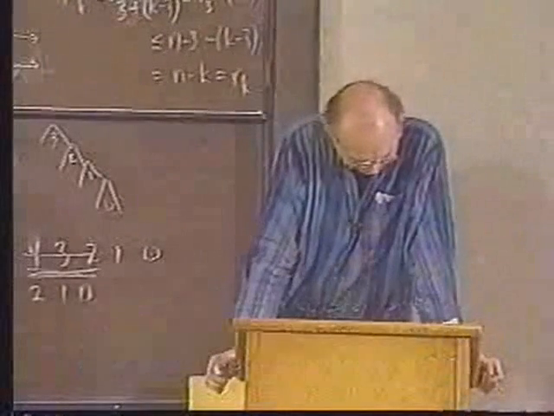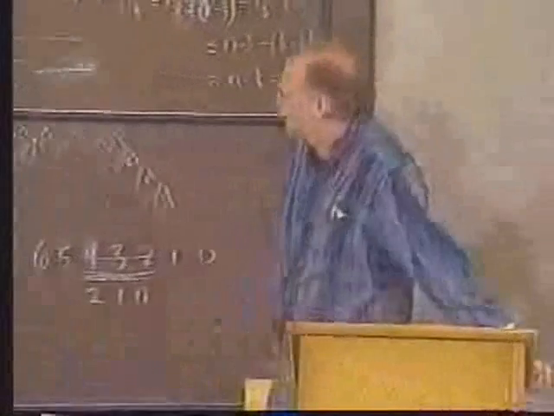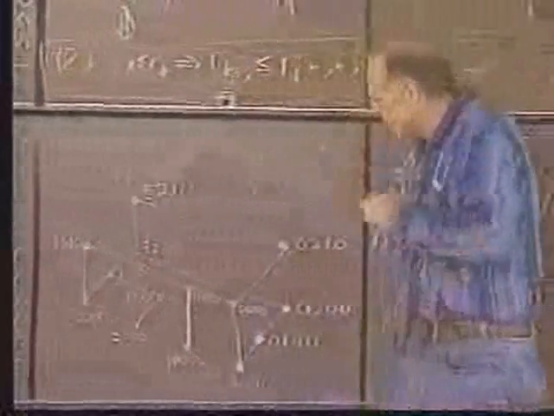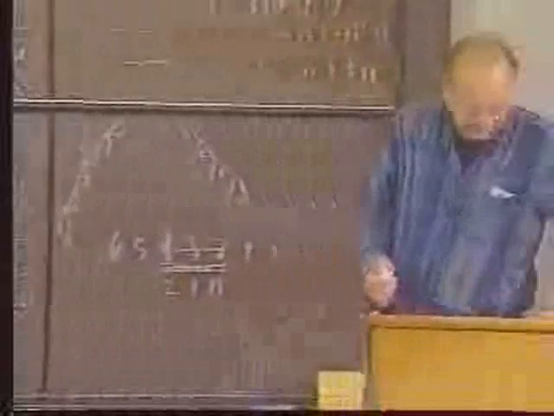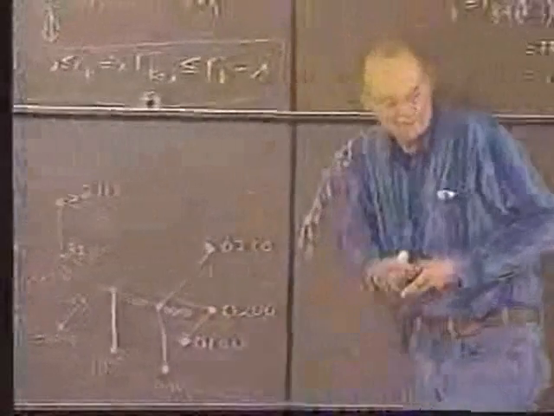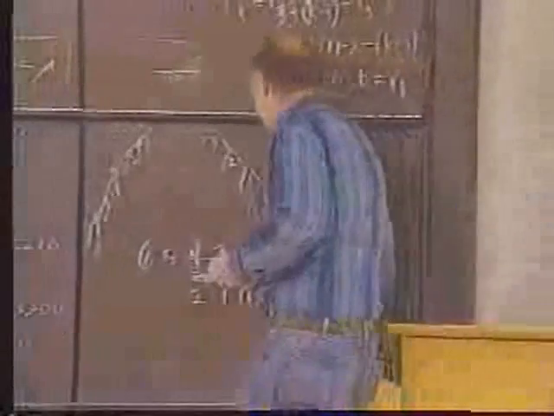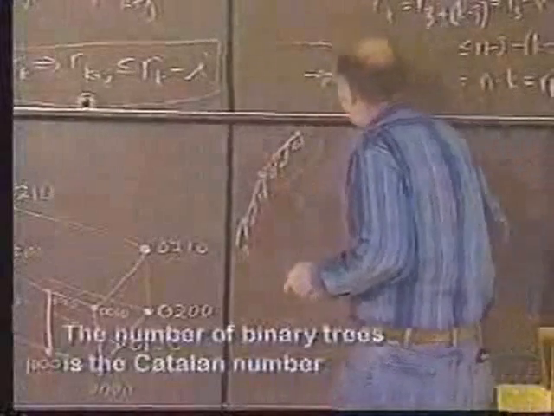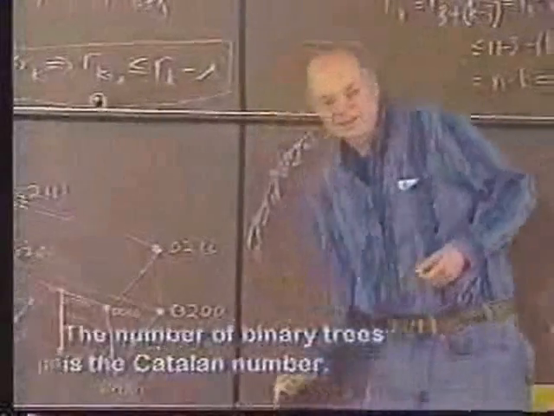One last thing I want to mention is something a lot of people want: the interpretation in terms of triangulations of polygons. So the number of binary trees is a Catalan number.